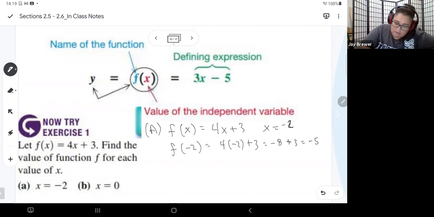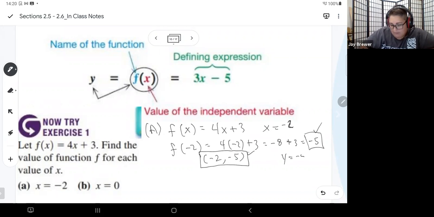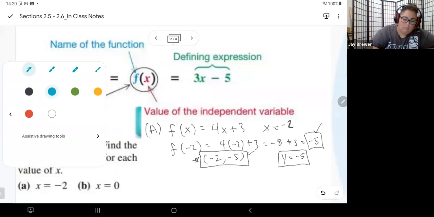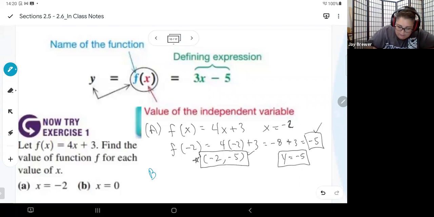So you can say a few different things here. You could either leave it as -5. You could write it as the point (-2, -5). This is what I would prefer on an exam. You could say y equals -5. That's also allowed. You could even say f of -2 equals -5. Again, this is the one I would prefer on a test. Pearson could take any of these. You just have to pay attention to the way they are asking you in the directions.